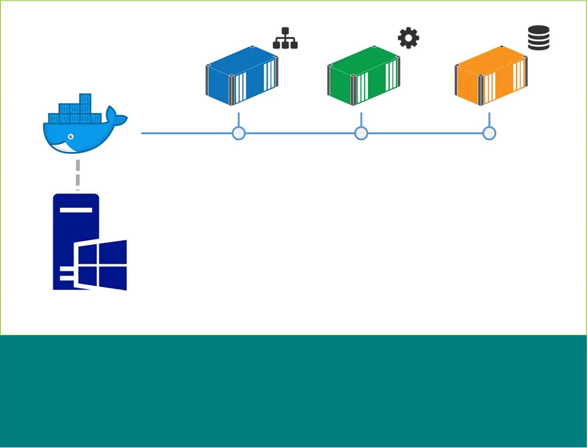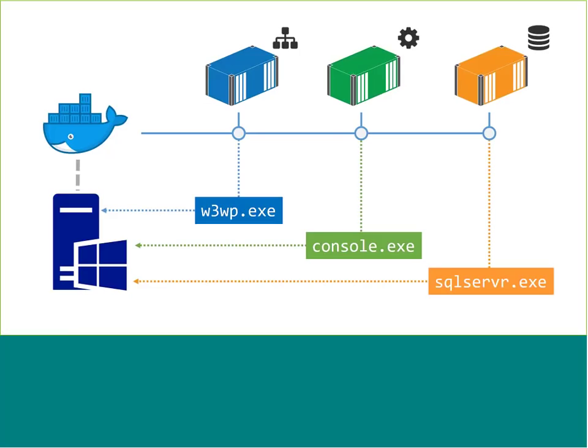Inside each of those containers, it looks like the app's got its own server. So each of those application containers has got its own host name, it's got its own IP address, and it looks as if it's got its own server. But actually what's happening is the processes that are running those applications are running natively on the server.